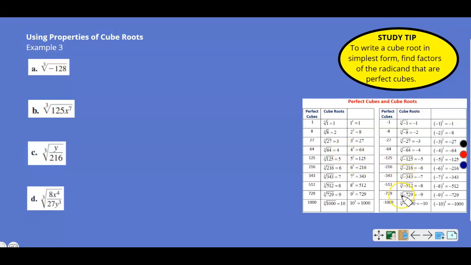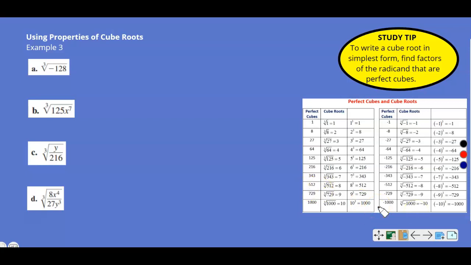Also, with cube roots, unlike square roots, there are perfect cubes of negative numbers as well, because remember a cube is 3 factors. If you have negative 2 times negative 2 times negative 2, that's going to give you negative 8. So the cube root of negative 8 is negative 2. On the left side are all your positive cube roots, and on the right side are the negative ones. They're the same, just with the negative number. All right, let's get started.